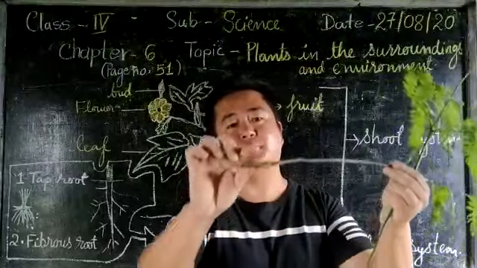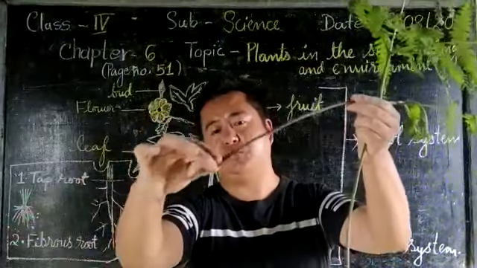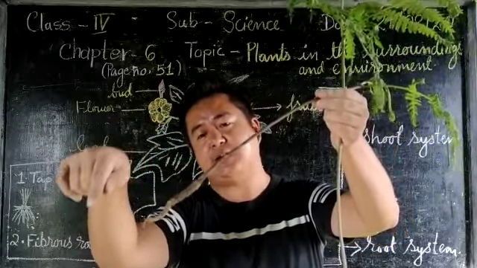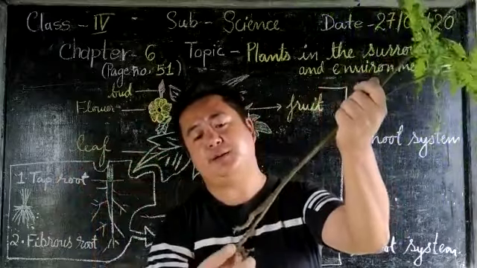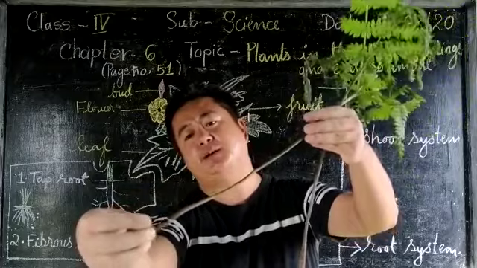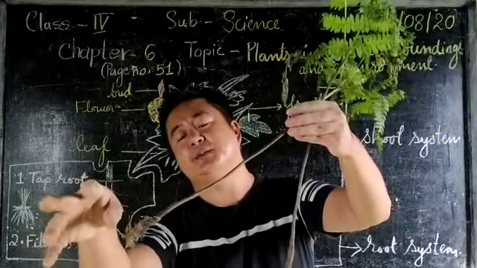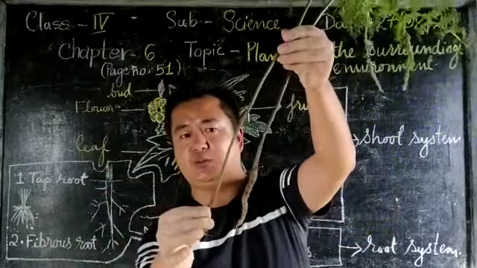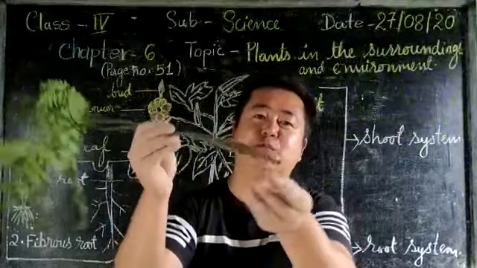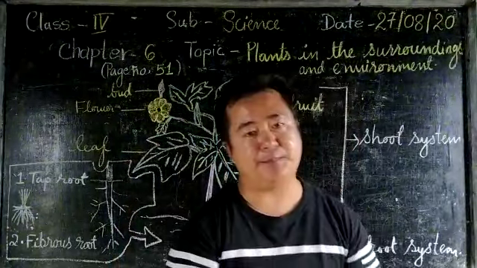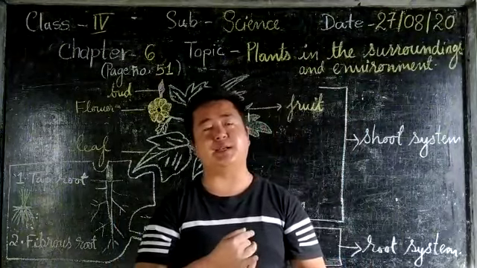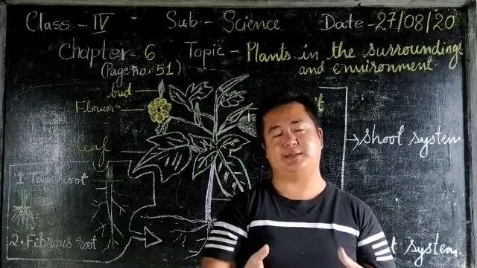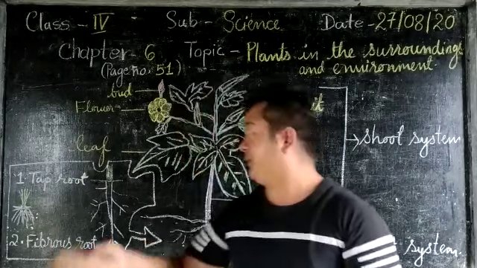This is how, in the case of taproot, the root is very strong and long, and it grows directly deep down in the soil, and from there the other roots start developing. It develops several smaller roots from the main root. So this type of root is known as taproot. Examples we have already given: radish, carrot, and even beans and mustard are some of the examples of the taproot.